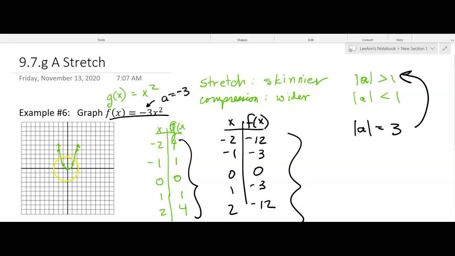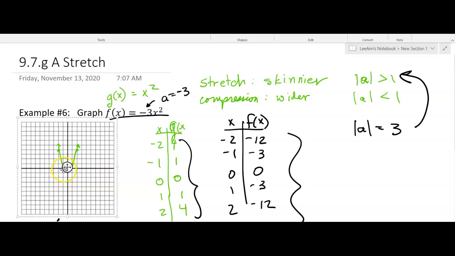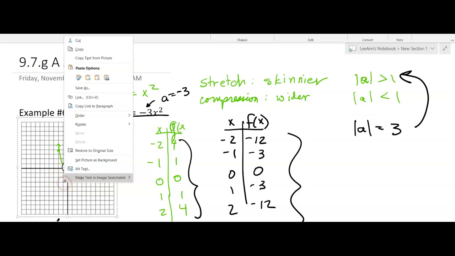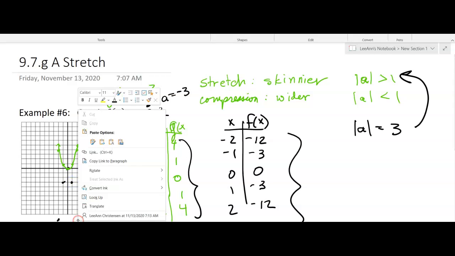Negative 2, negative 12. It's going to be like way down here. Negative 1, negative 3, right there. It doesn't want to graph it, because for some reason it just doesn't want to. 0, 0. So it's still going through the origin there. And then I get a point at 1, negative 3. And then 2, negative 12.